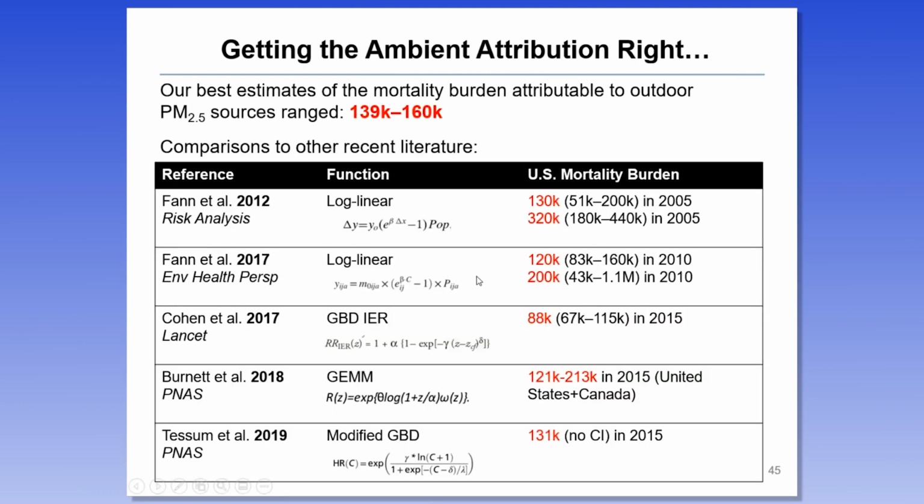So I mentioned there's a lot of uncertainty here. One thing that we can do is try to get the ambient attribution right. Basically what our model does is reassign ambient exposures based on all these microenvironmental exposures.